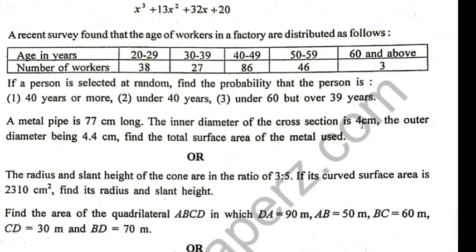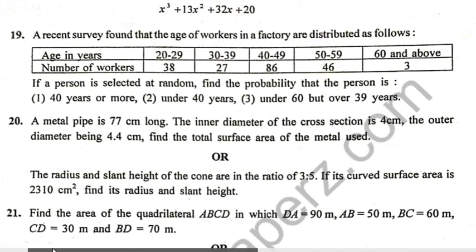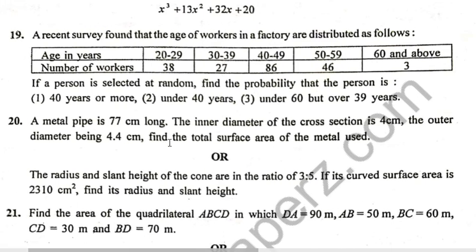Okay. The next question is, a metal piece is 77 centimeter long. The inner diameter of the cross section is 4 centimeter, the outer diameter being 4.4 centimeter. Find the total surface area of the metal used.